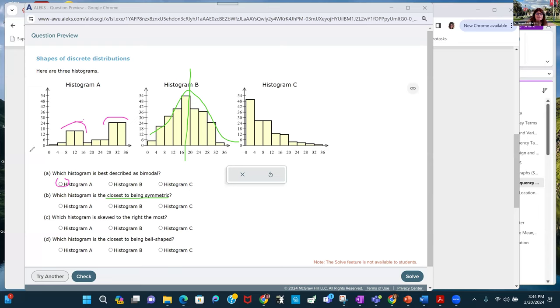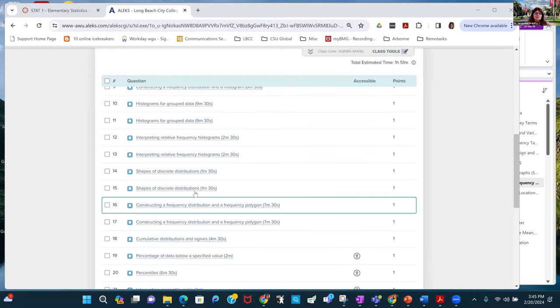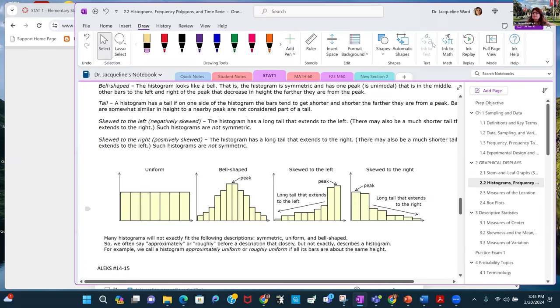Skewed the most to the right? B. So that's this one, right? The tail. And the closest to being bell-shaped? B is more bell-shaped. Easy schmeasy so far, right? Great.